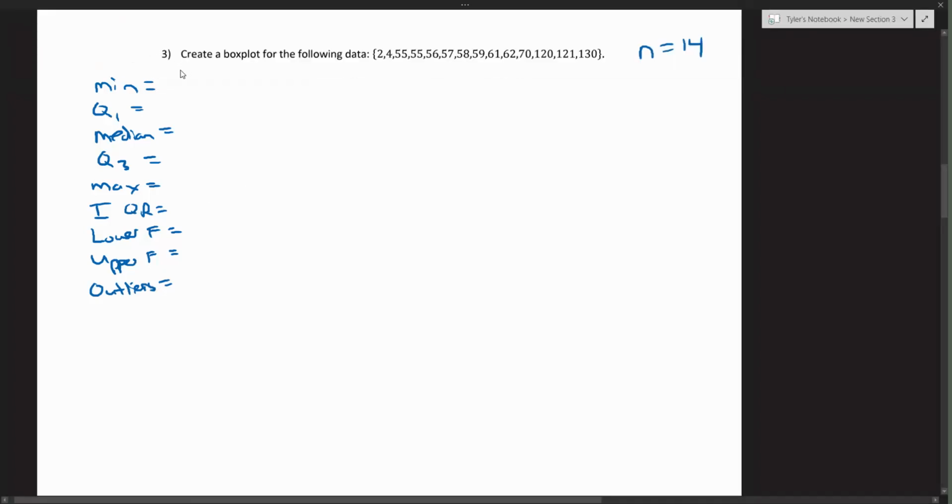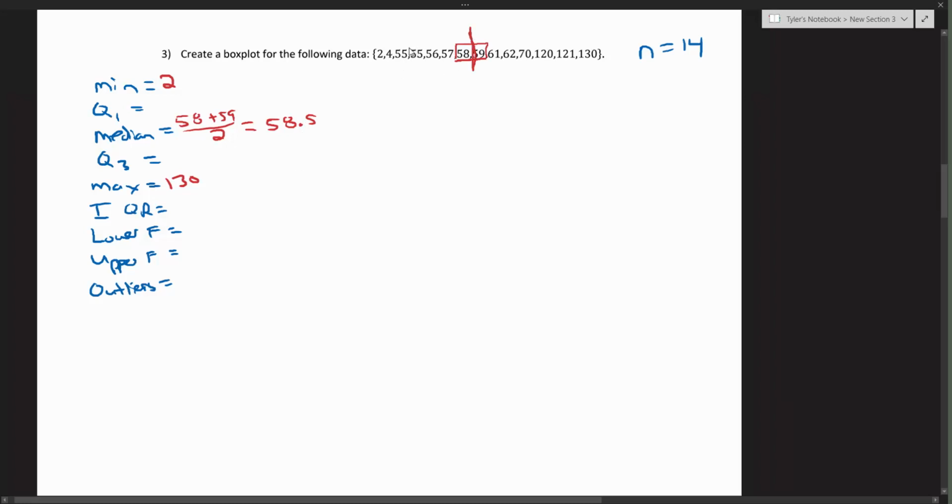We're going to have things in order from smallest to biggest. The minimum is 2, the maximum is 130. So I'm going to want 6 numbers on either side: 1, 2, 3, 4, 5, 6. These two should be my two middle numbers. I want to average them to find the median. So we take 58 plus 59 divided by 2, which gives me 58.5. My median is in between here.